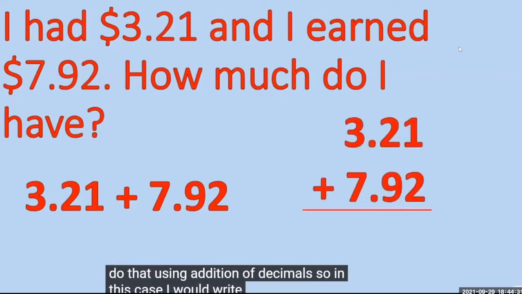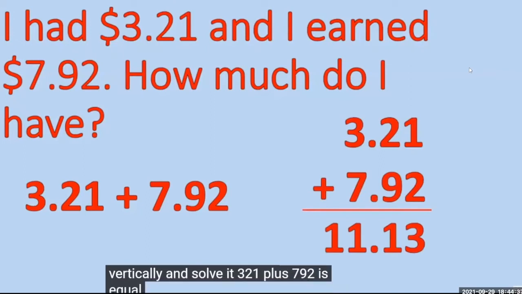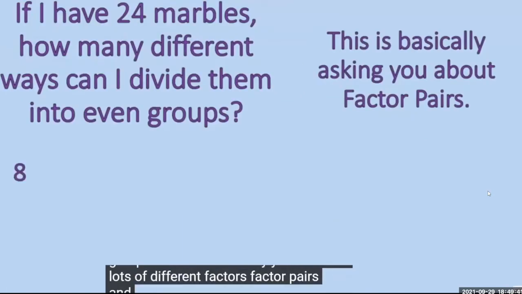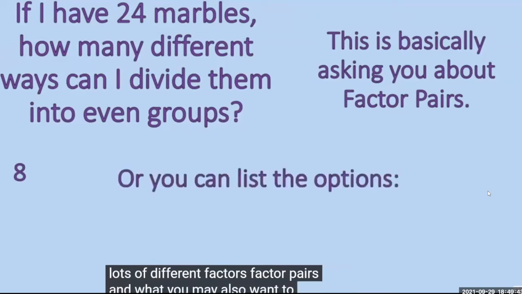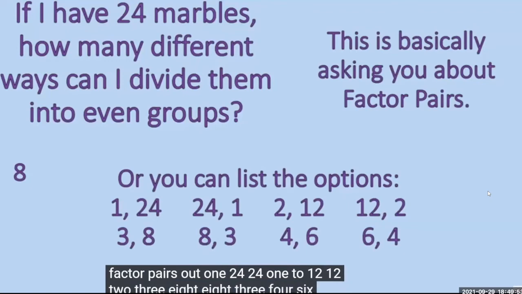So in this case, I would write it out vertically and solve it. 3.21 plus 7.92 is equal to $11.13. Basically, you can have lots of different factor pairs. And what you may also want to do with this type of question is to list the options. So that you just list all of the factor pairs out: 1, 24, 24, 1, 2, 12, 12, 2, 3, 8, 8, 3, 4, 6, 6, 4, and make sure that you get all of the factor pairs.